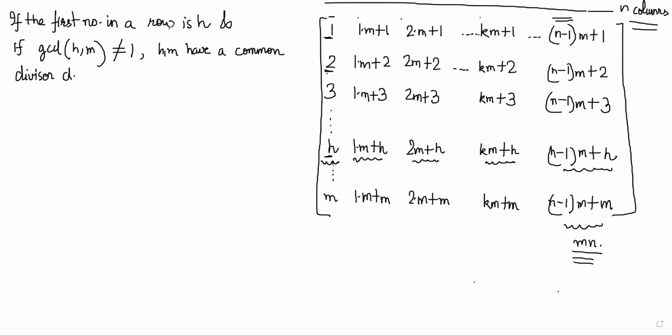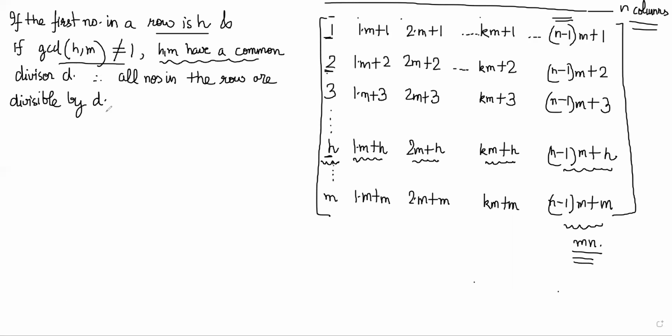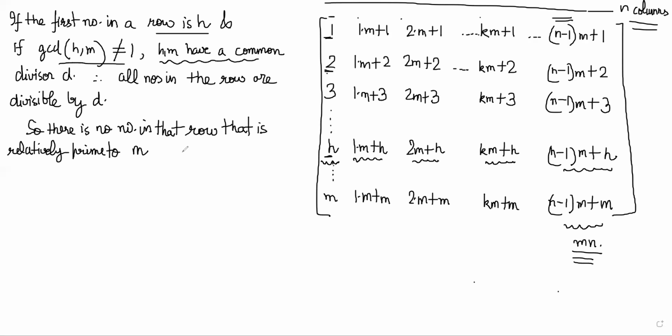What we will say here is if the first number of a row is H and GCD of H and M is not 1, then H and M have a common divisor D, and therefore all numbers in the row are divisible by D. So there is no number in that row that is relatively prime to M. And if a number is not relatively prime to M, that means it is not relatively prime to mn.